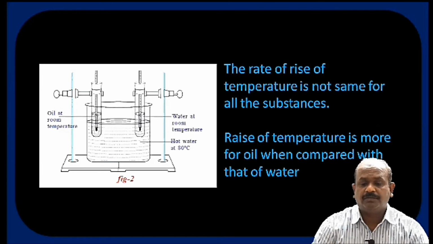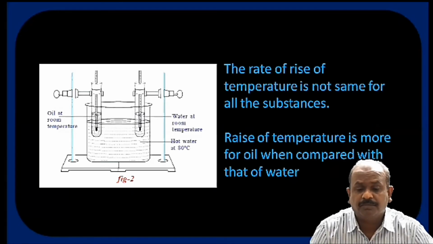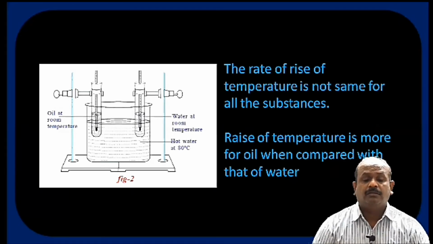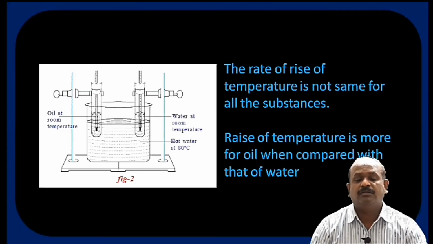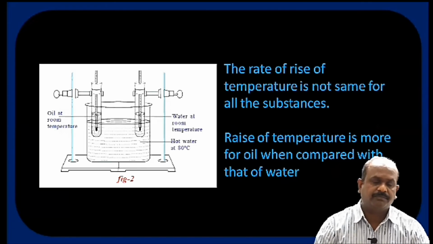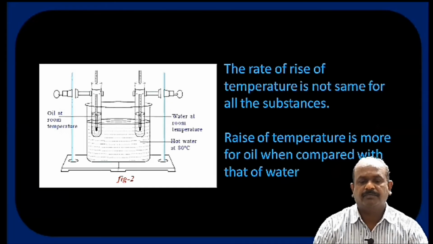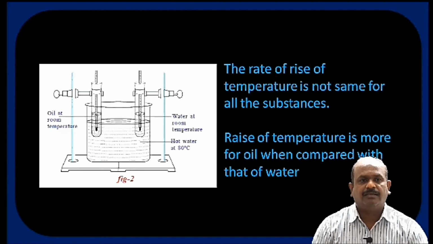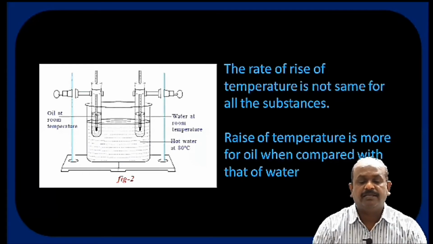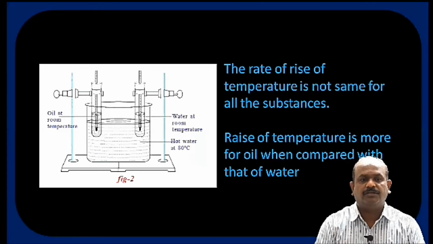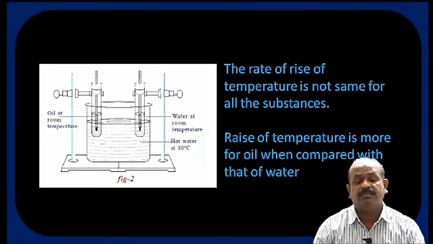One more example is here. One more activity. The rate of rise of temperature is not the same for all substances. How can you prove this? Here is an arrangement. Take a beaker and two test tubes. The beaker is filled with hot water which is at 80 degrees Celsius, and two test tubes are fixed to the retort stand and arranged like this.